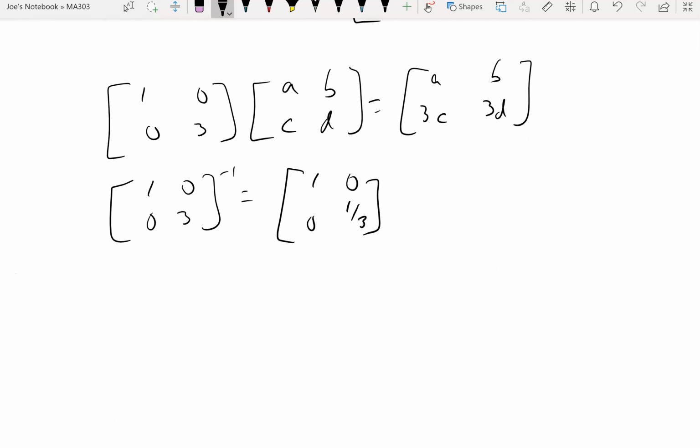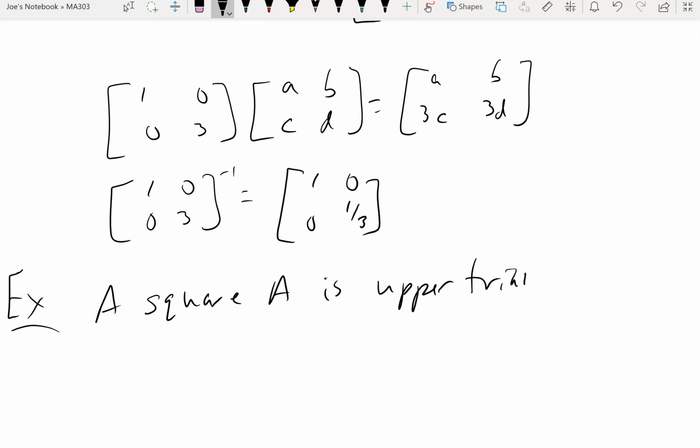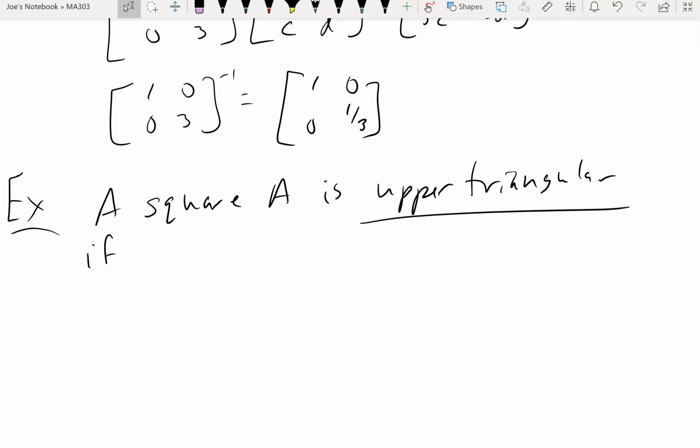All right. So let's talk about the other types of triangular matrices. The square matrix A is upper triangular if, well, think about the picture, and then I'll write down what the definition has to be. No, that's not an example, this is a definition, sorry. The example's down here. Let's think about what the example is, and then we finish off the definition.